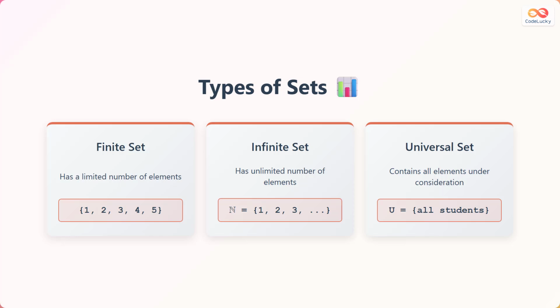A universal set is a set that contains all the elements under consideration in a particular context. For example, if we are discussing students in a school, the universal set, denoted by U, might be the set of all students in that school.